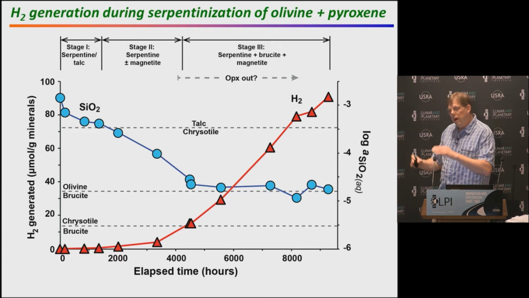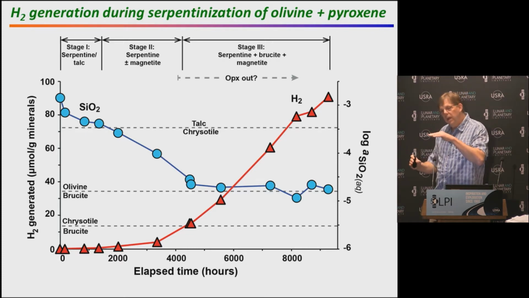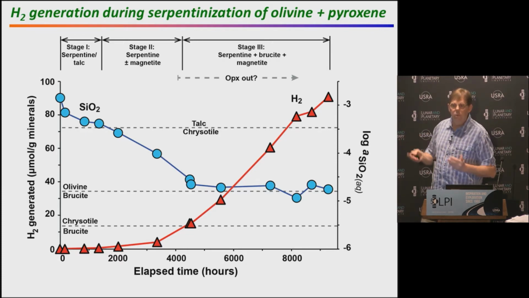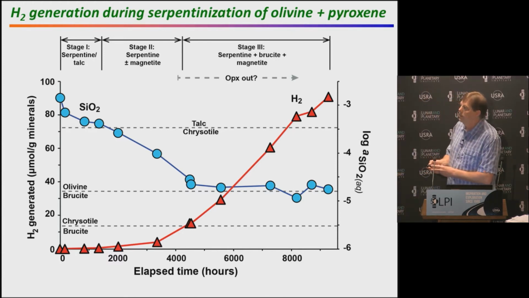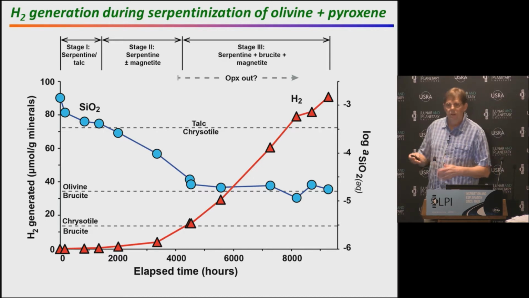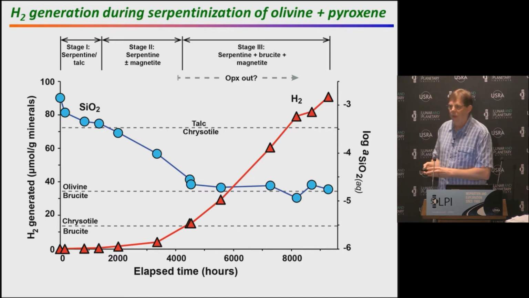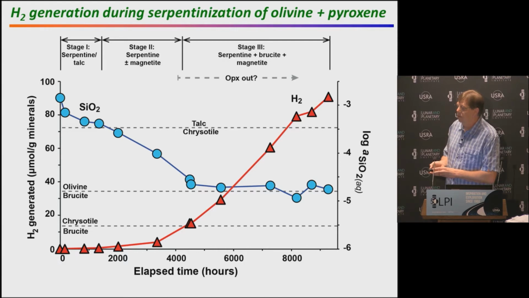But then after a while, as the orthopyroxene goes away, the olivine becomes more important, and there's a shift in reaction pathway. So instead of producing serpentine and talc and not making much hydrogen, it shifts to a regime where it's making serpentine, brucite, and magnetite, and that produces hydrogen. So you're seeing a change in reaction pathway as this reaction proceeds.